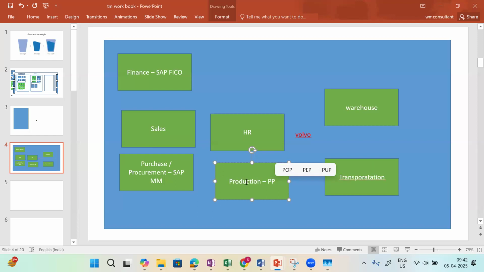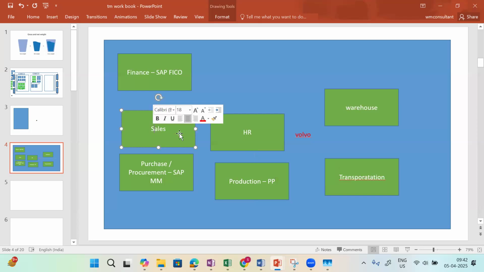Similarly, once I have completed the production, I need to sell, because my enterprise objective is to make profits. That is the reason I need to sell, and that is the reason I have a sales department. The responsibility of the sales department is to sell my cars or vehicles. In SAP, the module which takes care of the requirements of sales is Sales and Distribution.